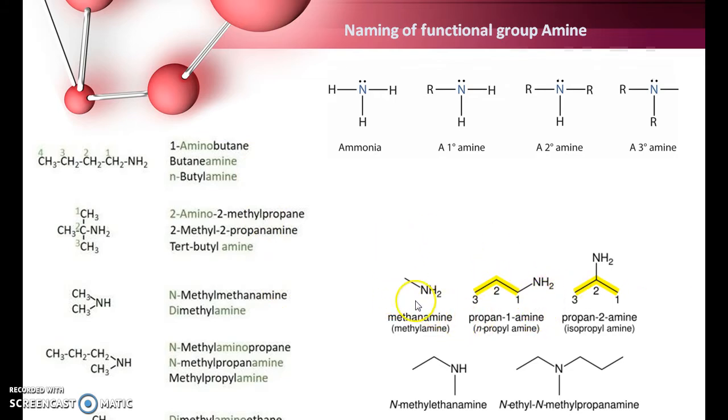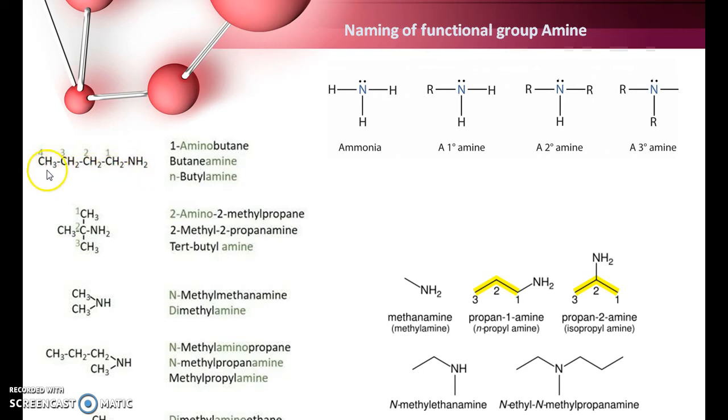Suppose when the nitrogen is having 2 branching, that is secondary, for example like this. Only 1 branching, that is primary. Almost all the branches substituted with alkyl chain, tertiary. Let us have a look at these amine compounds.